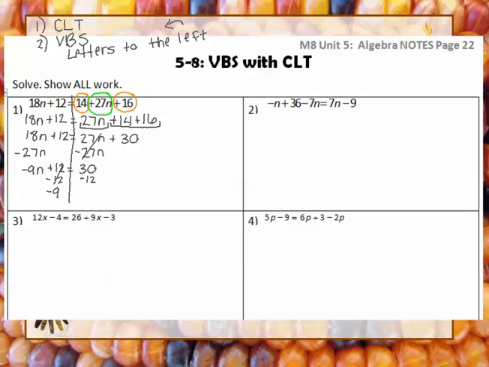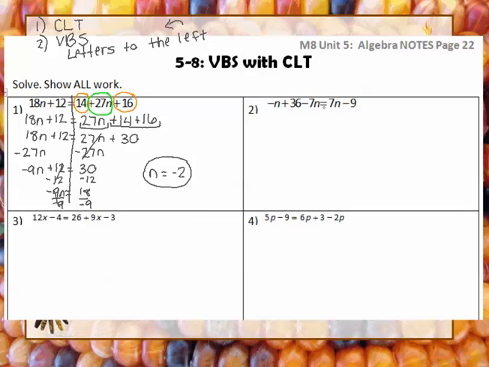I have negative 9n left is equal to 30 minus 12 is going to give you 18. Yep, 18 divided by negative 9. And I'm left with n is going to equal negative 2 for my final answer for that one. Remember, these spaces are kind of small, so if you do want to use line paper and space out your work, go ahead and get some line paper so you can write your work down.